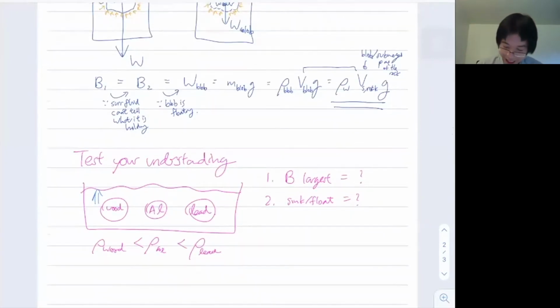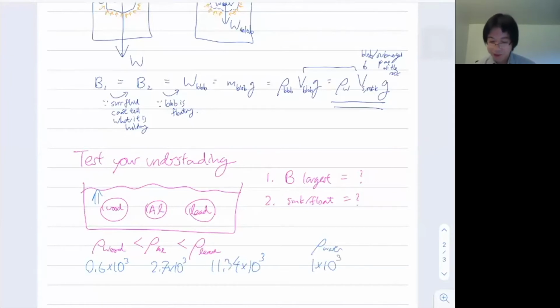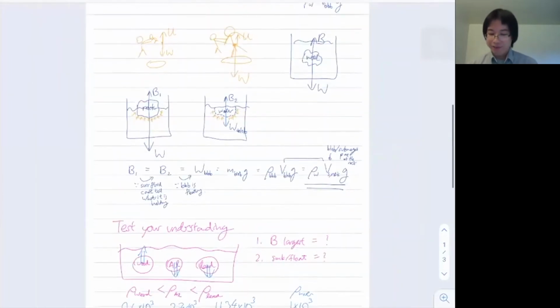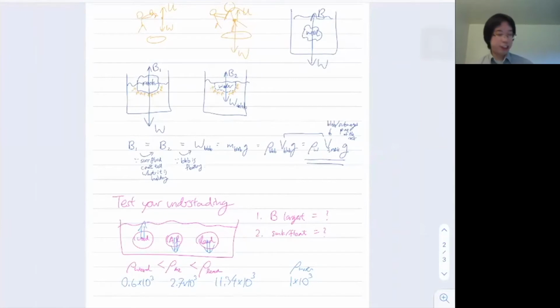Just to give you an idea, the density of this one is 0.6 times 10 to the power 3. This one is 2.7 times 10 to the power 3. This one is 11.34 times 10 to the power 3. These are the densities. Remember, the density of water is 1.0 times 10 to the power 3. So aluminium, will it sink or float? Good job. And the lead? All right, that's obvious. Sink. All right, good. So this just reiterates what I have said, and this wraps up the discussion on buoyancy.